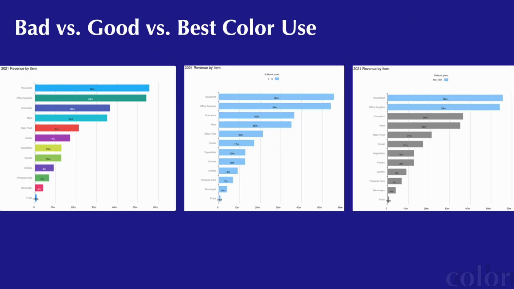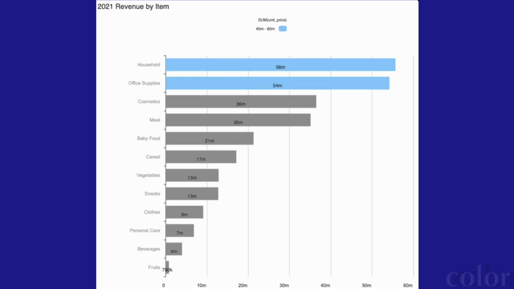Here are three horizontal bar charts. The first one is the bad one because it has too many colors. The second one is good because it uses the one color, and then the third is the best because it differentiates those two bars on the top end from the remaining ones in gray. That's the bar chart in a little bit more detail.